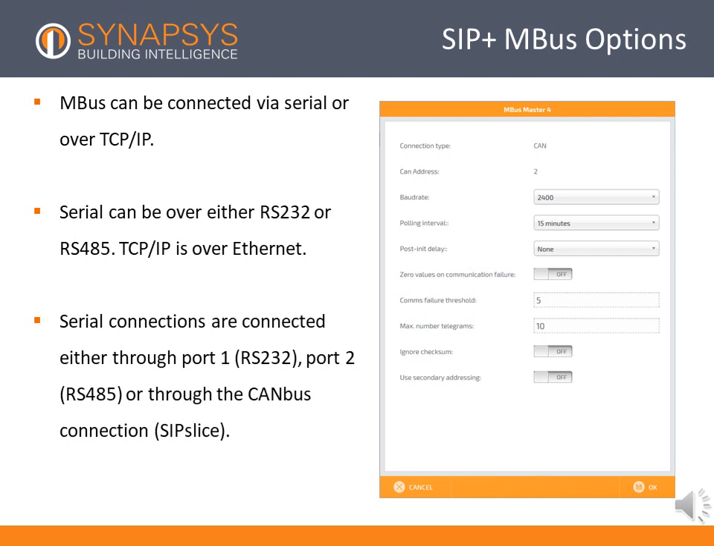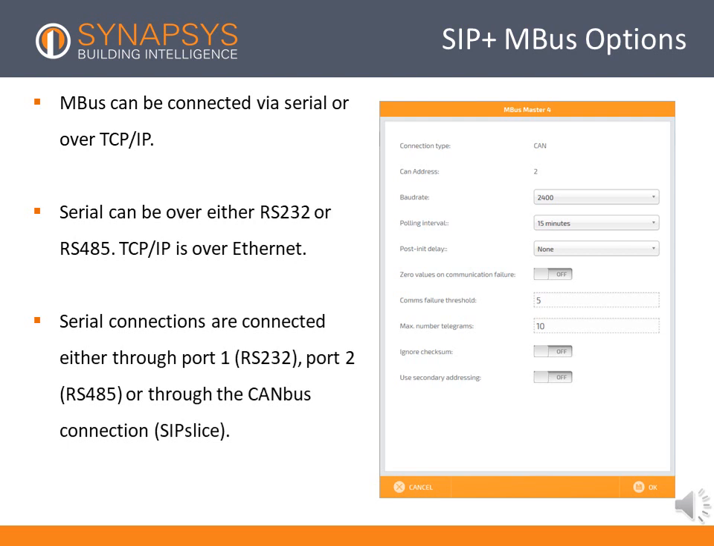The comms failure settings describe the requirements for when an MBus meter goes offline. Max telegrams and ignore checksum can be used for specific scenarios and refer to the telegram messages being sent from the MBus meter to the SIP plus.